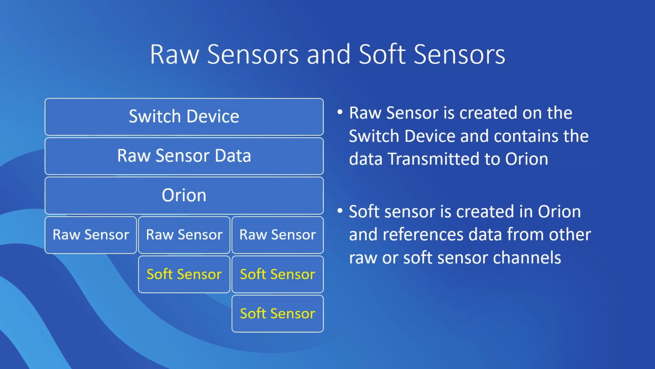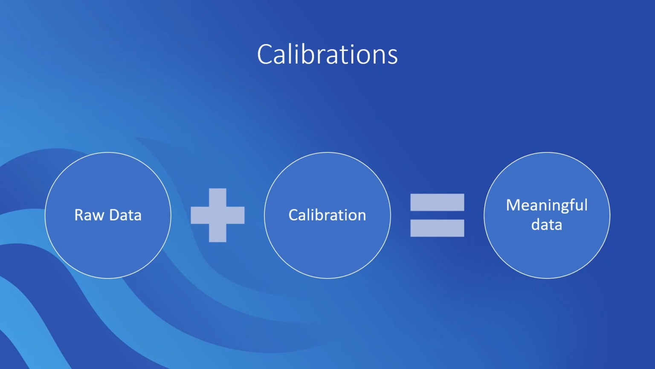Raw sensors are created at device level and are automatically added to Orion's channel screen when Orion receives the latest transmission. Soft sensors are created manually on Orion and reference data from raw or soft sensor channels. Calibrations are mathematical or logic expressions that can be applied to sensor channels. In best practice, these are applied to soft sensors to turn raw data into meaningful data.